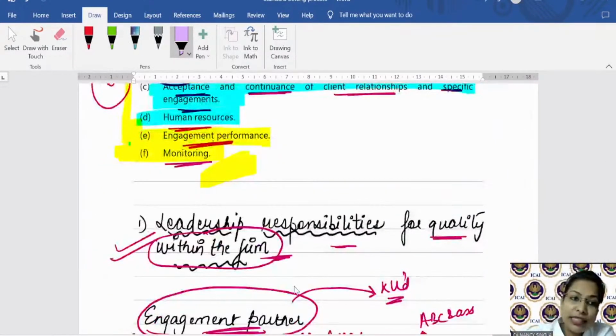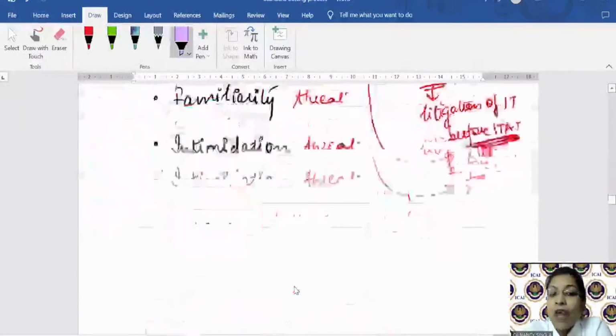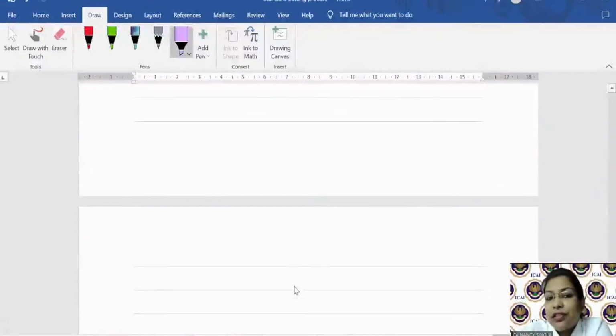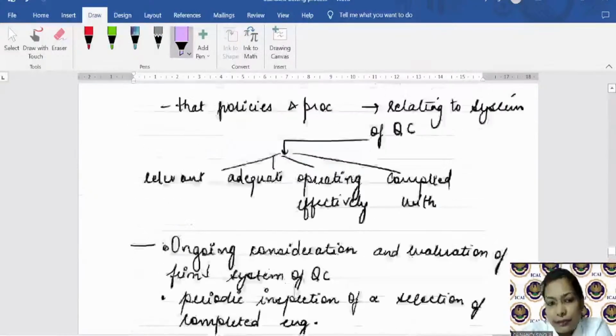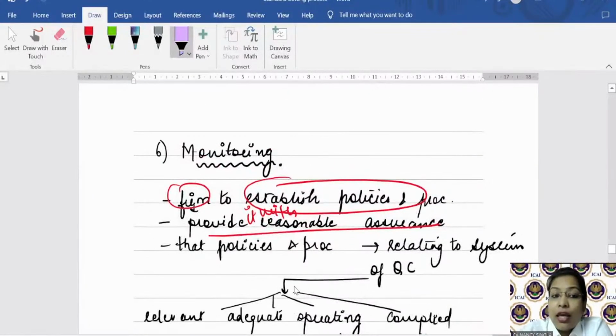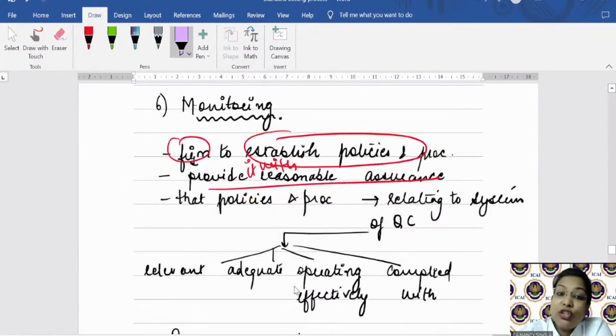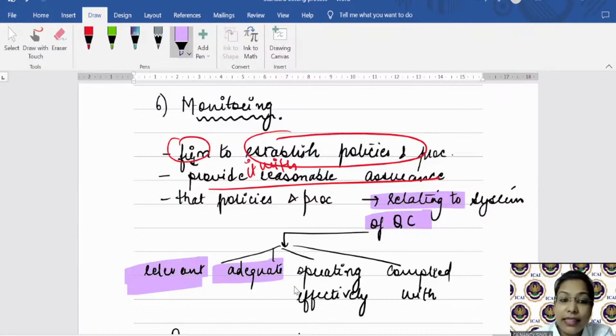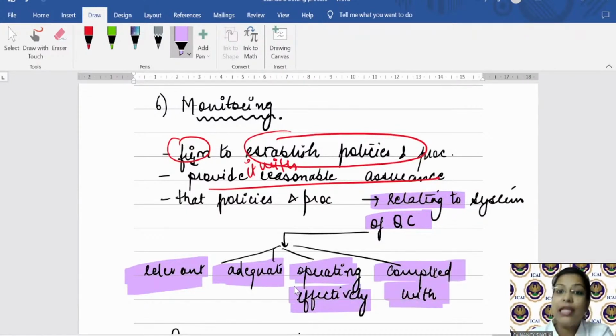So now the 6th point, monitoring, says that whatever policies and procedures relating to quality control are there, ठीक है, the firm now needs to establish policies and procedure to ensure that जो भी ऊपर policies and procedure maintain किए हैं ना relating to system of quality control, these are relevant, these are adequate, these are operating effectively and these are actually complied with. सिर्फ rules बनाने से follow हो जाते हैं क्या? नहीं, monitor भी तो करना पड़ेगा.